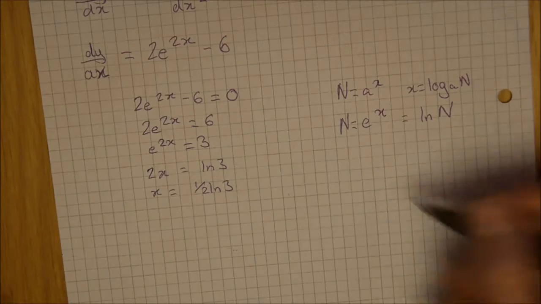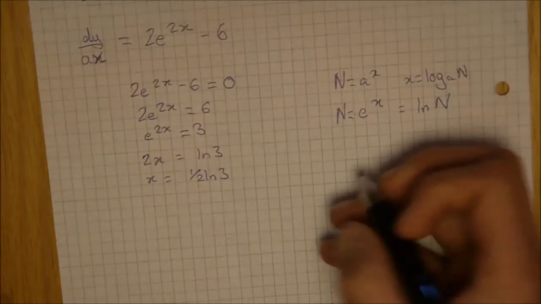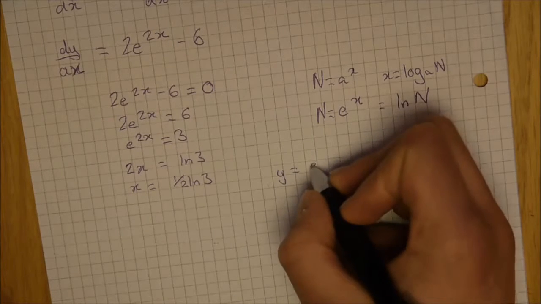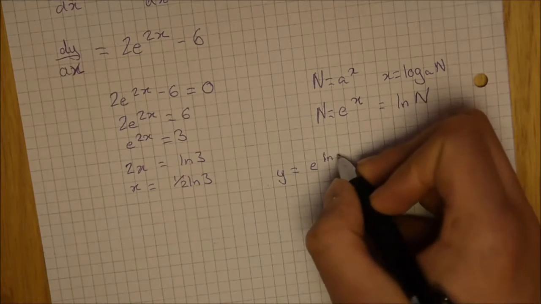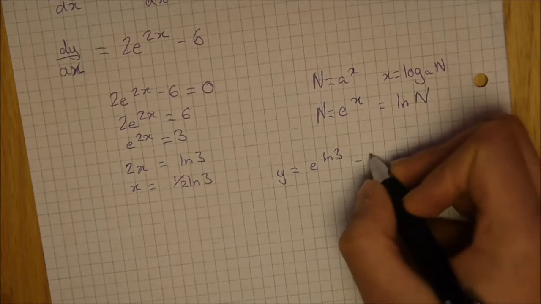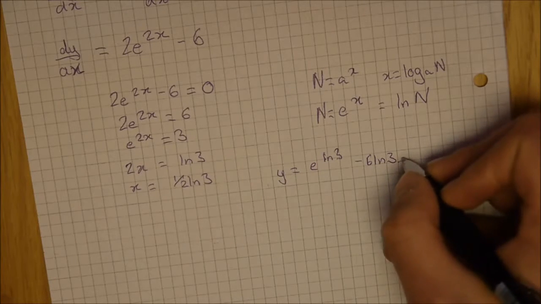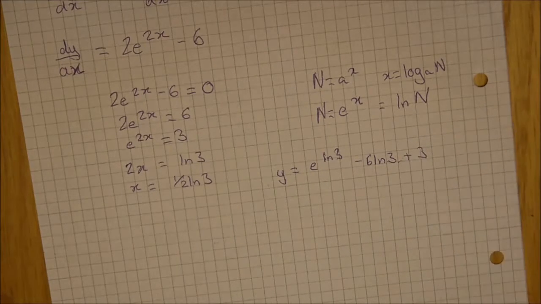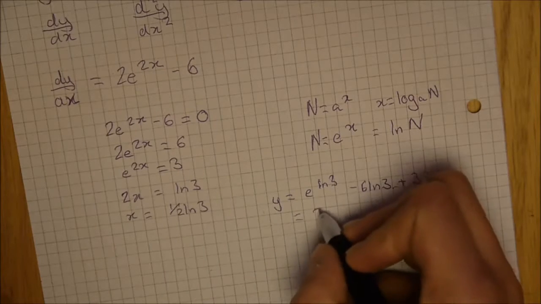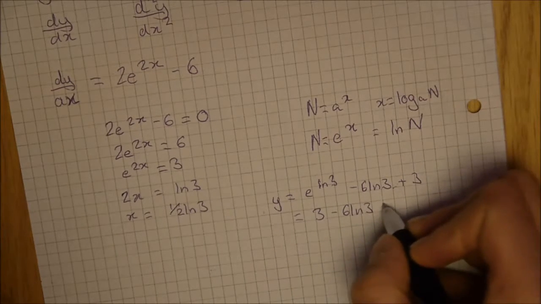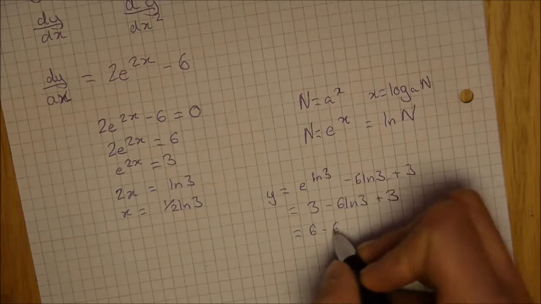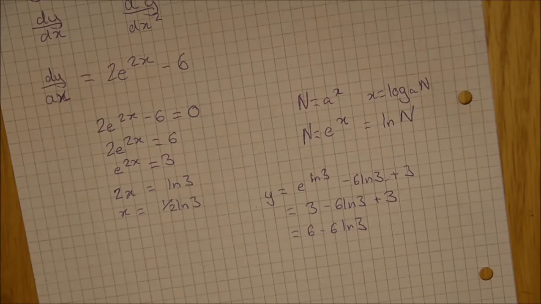Right then. Now we've got an x point, we can substitute it back in and see what we get with y. So y equals e to the ln 3, because it's 2 times half, equals ln 3, minus 6 lots of ln 3, plus 3. So if you put that in your calculator, e to the ln 3 will come out as 3 because it's e to the power of ln, so it'll cancel. So that equals 3 minus 6 ln 3 plus 3 equals 6 minus 6 ln 3. That's what your y coordinate is.